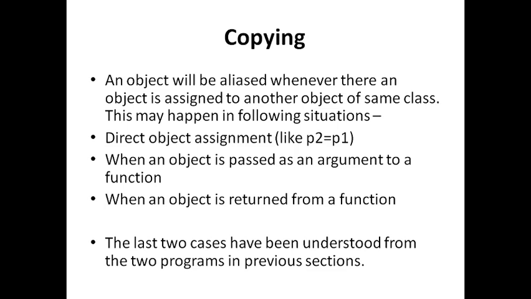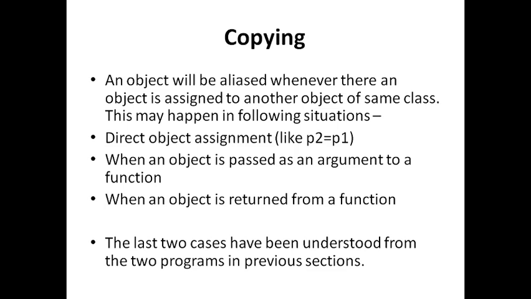So we usually call it aliasing. An object will be aliased whenever an object is assigned to another object of the same class. Just direct assignment is called aliasing, like p2 equals p1 as you can see here. When an object is passed as an argument to a function, that is also one type of aliasing or copying. And the third case, when an object is returned from a function, is also a kind of copying.